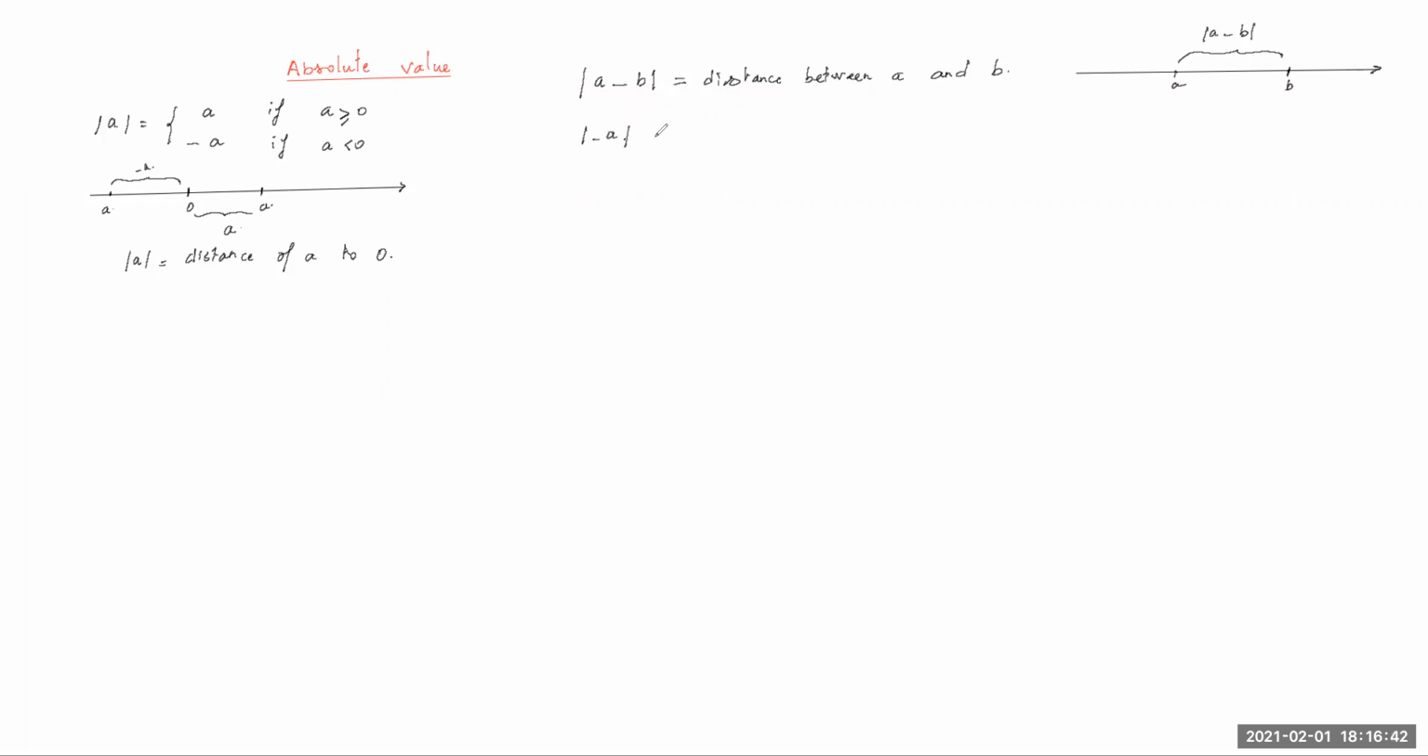Now, the absolute value of minus A, the opposite of A, is the same. Also, the absolute value of a product of two reals is the product of the absolute values. The square root of A squared is the absolute value of A. For the sum, the absolute value of the sum is less than or equal to the sum of the absolute values. These are mainly the properties related to the absolute value.